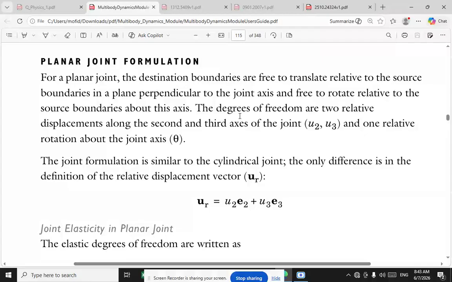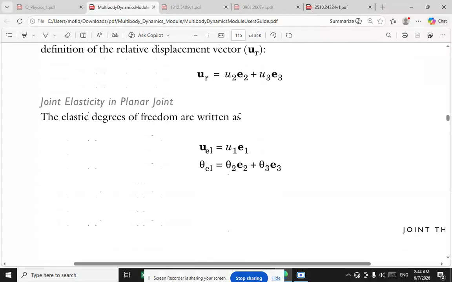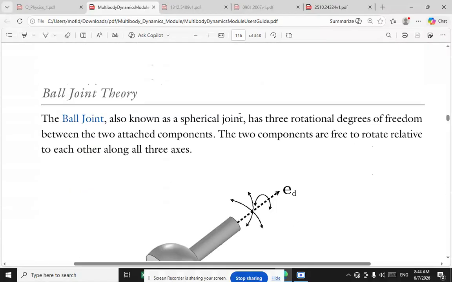The joint formulation is similar to the cylindrical joint. The only difference is in the destination of the relative displacement vector. Joint elasticity: in the planar joint, the elastic degrees of freedom are written as follows.